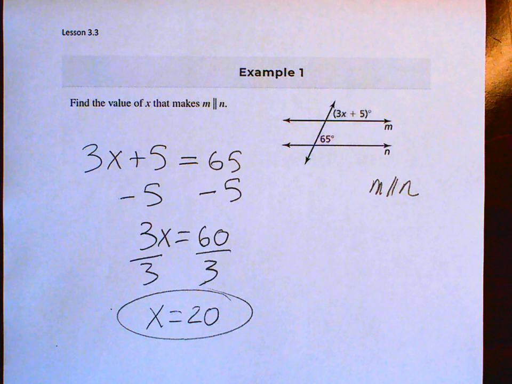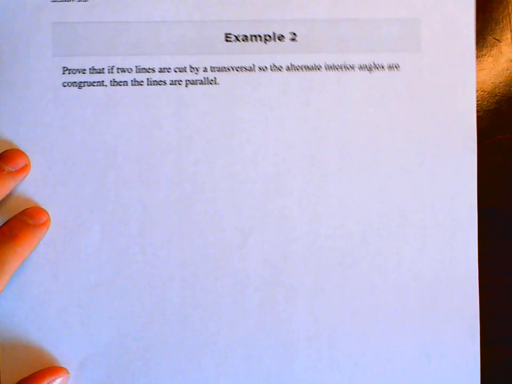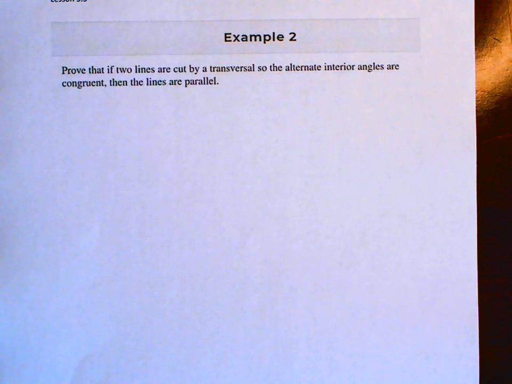Here's example number 2. It says, prove that if two lines are cut by a transversal, so the alternate interior angles are congruent, then the lines are parallel. So what we're going to need to do is we're going to have to prove that if the alternate interior angles are congruent, then the lines are going to be parallel.